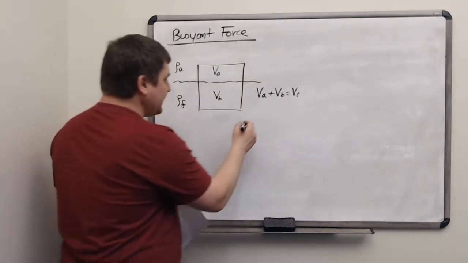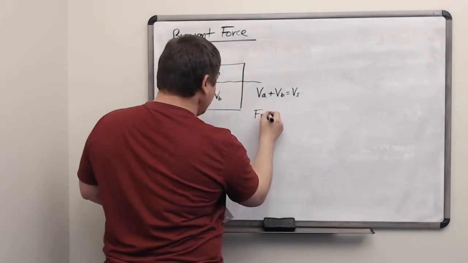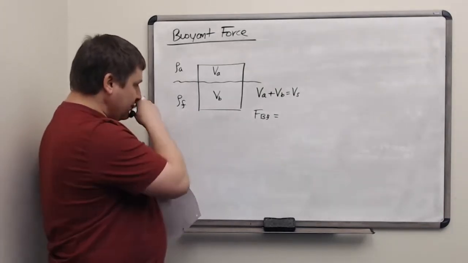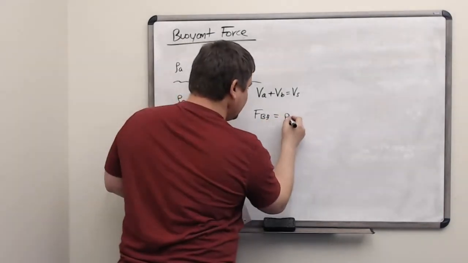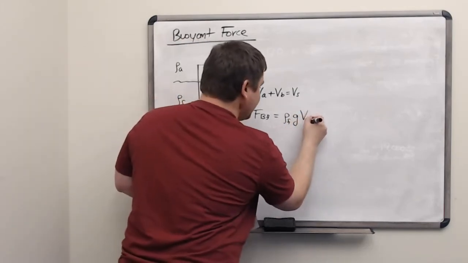And in this case, we get a buoyant force from both fluids. From the bottom fluid, we get a buoyant force equal to the weight of that fluid displaced, so V_B.